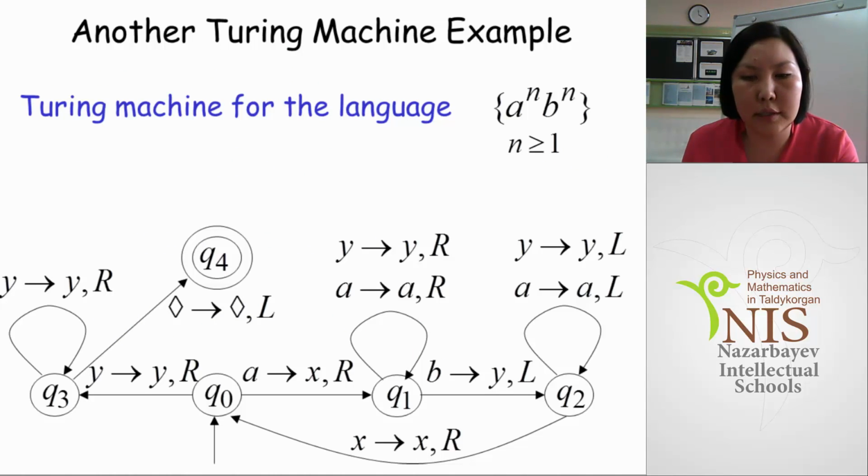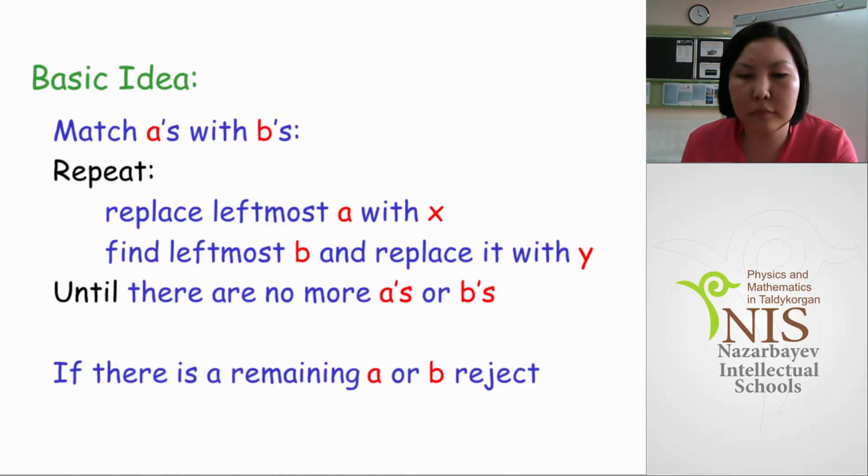Another Turing machine example. Let's look at this example. The basic idea of this example is match A's and B's and repeat. Replace leftmost A with X, find leftmost B and replace it with Y until there are no more A's or B's. If there is a remaining A or B, reject.